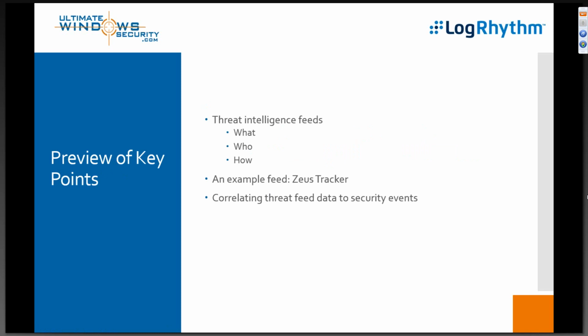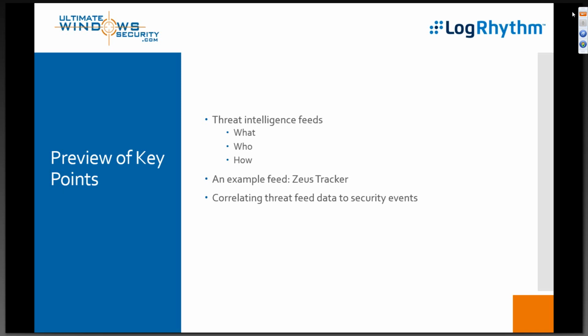Okay, so here's a preview of key points. Of course, we're going to dive into, first of all, threat intelligence feeds, talk about what they are, who makes them, how they work, and then we're going to take an example feed. Now, the one I chose was Zeus Tracker. The Zeus botnet and malware kit is still alive and going, although it's been around for a few years, but it's a great feed to use as an example because it's in the public domain. Anybody can get it. And it's also a pretty mature feed as well.